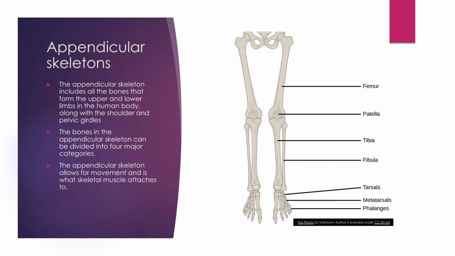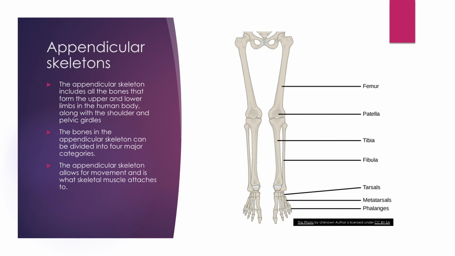So next, I'm going to explain the appendicular skeletal system. The appendicular skeleton includes all the bones that form the upper and lower limbs in the human body, along with the shoulder and pelvic girdles. The bones in the appendicular skeleton can be divided into 4 major categories. One of the categories is the pectoral girdle, which contains 4 bones.